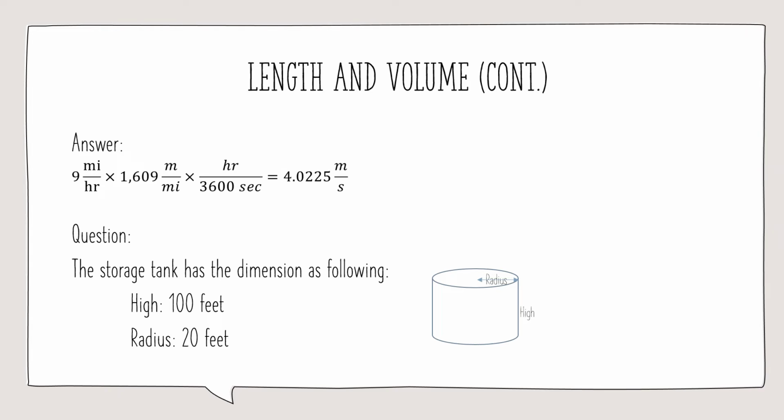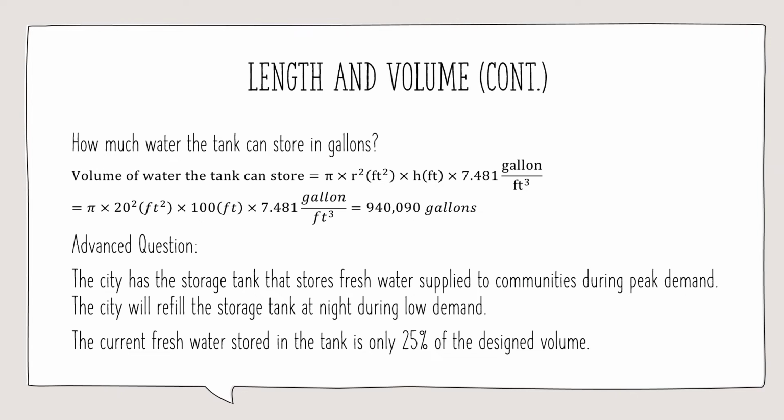Let's consider another example. So assume that we have a storage tank that has the dimensions as follows. The height is 100 feet and the radius of the tank opening is 20 feet. And we want to know how much water the tank can store in gallons. So how can we do that? First, we have to calculate the volume of the tank, and then we convert the unit from cubic feet to gallons. So let's do the calculation.